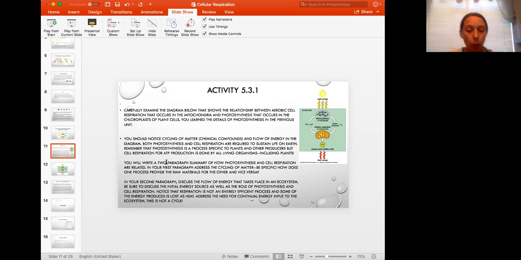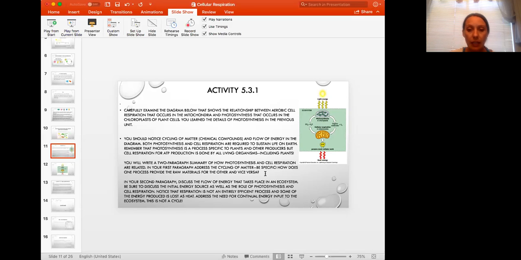Okay, what they're asking you to do, here you are. You will write a 2-paragraph summary of how photosynthesis and cellular respiration are related. In your first paragraph, address the cycling of matter. Be specific. How does one process provide the raw materials for the other and vice versa?